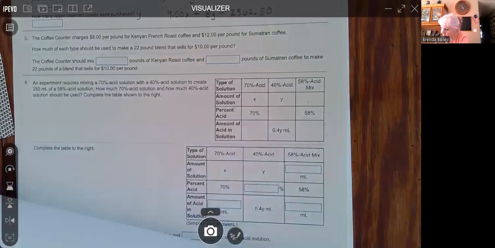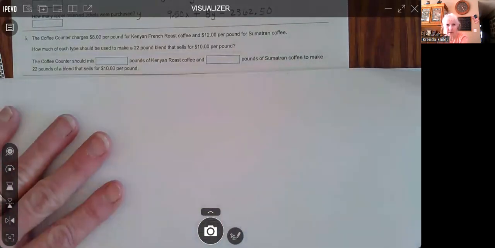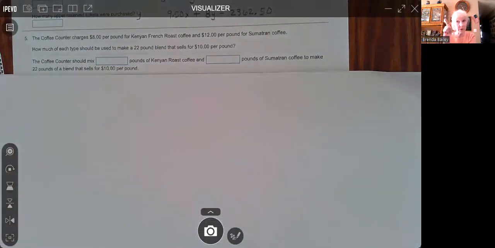Now this one, I can give the percent one. You have to be careful on this one. There is a trick on one of these equations. The coffee counter charges $8 per pound for Kenyan French roast coffee and $12 per pound for Sumatran coffee. How much of each type should be used to make a 22-pound blend that sells for $10 per pound? All right, so we've got how many pounds rather than how many seats or how many classes for credit or how many bottles or cans. For us, it's how many pounds.